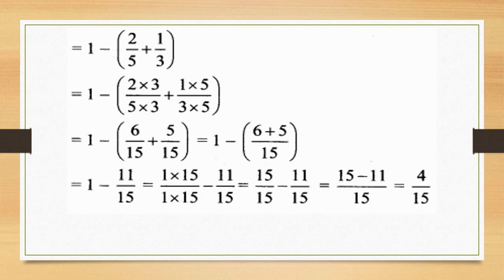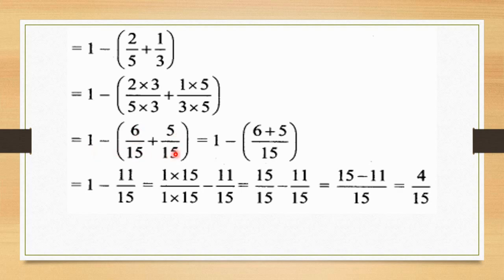So here you will get 1 minus, in bracket, 2 by 5 plus 1 by 3. Here you can see the denominator is different. To keep the common denominator, for 2 by 5 we will multiply by 3, and for 1 by 3 we will multiply both sides by 5. So 2 multiplied by 3 upon 5 multiplied by 3 plus 1 multiplied by 5 upon 3 multiplied by 5. When you multiply, you will get 6 by 15 plus 5 by 15. So 1 minus 6 by 15 plus 5 by 15.